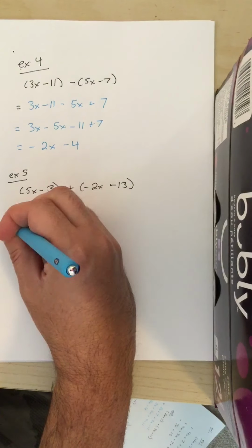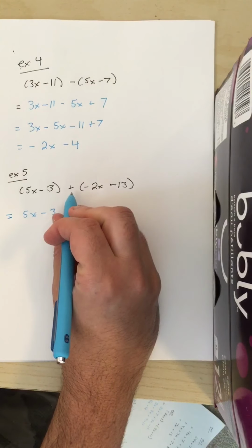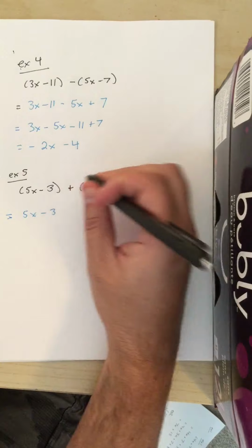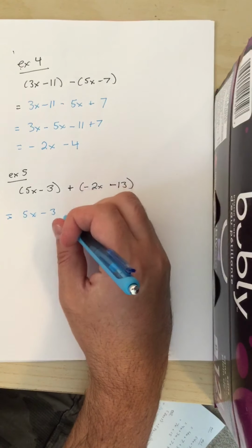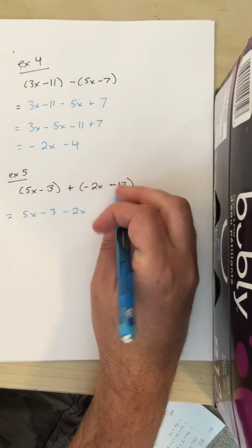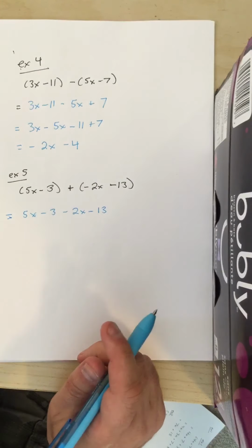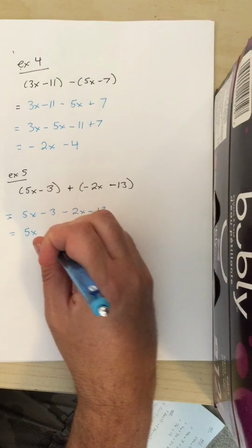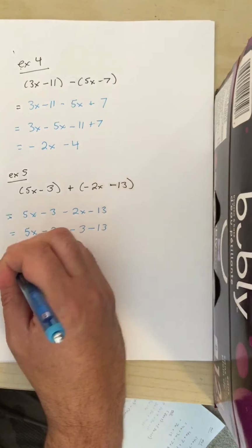Invisible plus in front of the first bracket, so we just write 5x minus 3. There's a plus in front of this bracket, which means we don't change anything, so it still stays as my negative, and this is negative and it stays negative because there was a plus in front of the bracket. So that's going to be 5x minus 2x minus 3 minus 13.